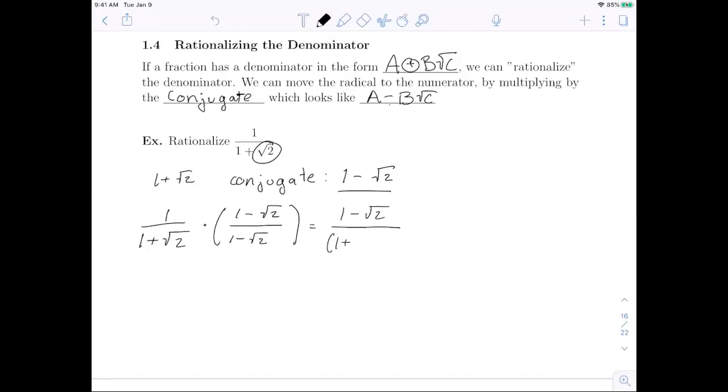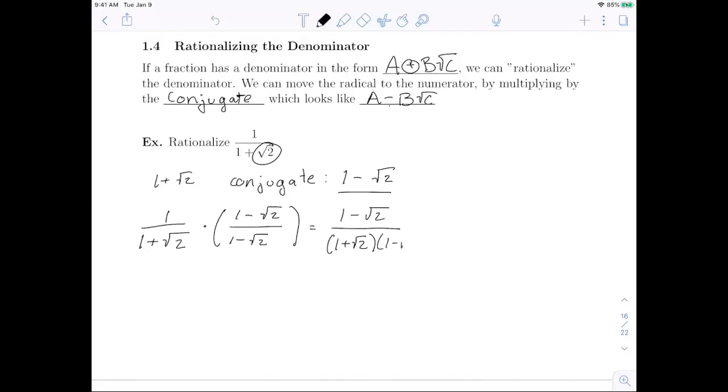On the bottom, I'm going to have 1 plus square root of 2 times 1 minus square root of 2. Let's write this under it. So when I FOIL this out, I'll get 1 plus the square root of 2 minus the square root of 2, and then plus 2, right? So the benefit of that is that these middle guys cancel out. The radicals go away.